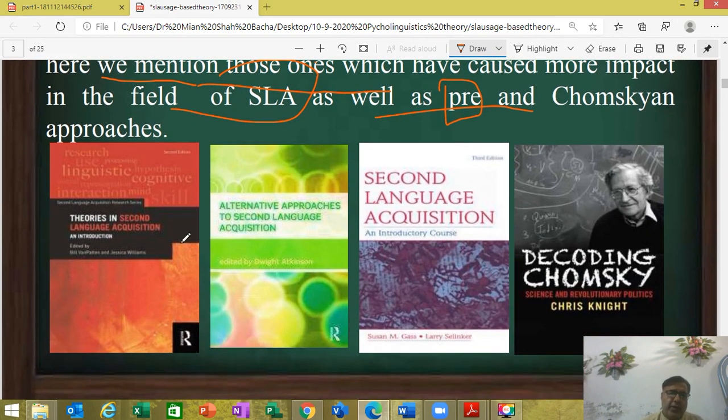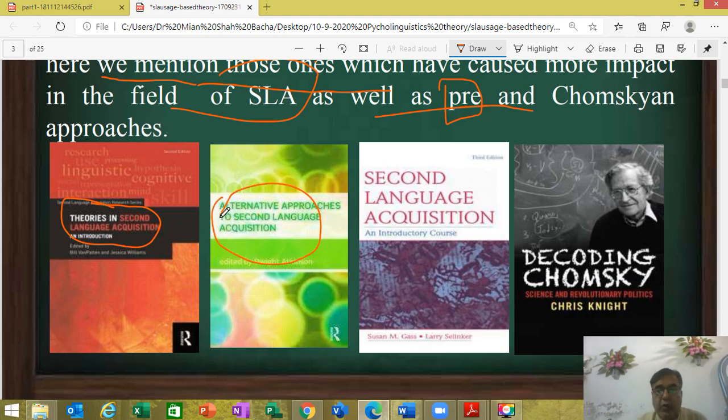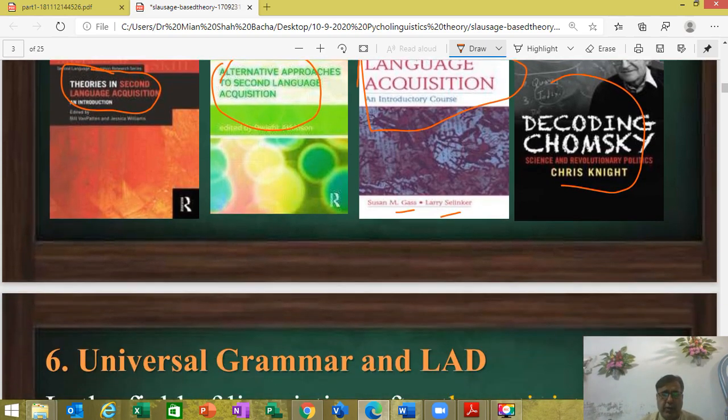These are the different books you can see: Theories and Second Language Acquisition, an introduction. You can search for this book yourself. Alternative Approaches to Second Language Acquisition. You can go for this book as well. Second Language Acquisition, an Introductory Course, by Susan M. Gass. That can help you there. And Decoding Chomsky: Science and Revolutionary Politics. This is written on Chomsky, because Chomsky, as I said, is a very influential figure and he has done tremendous services to linguistics.